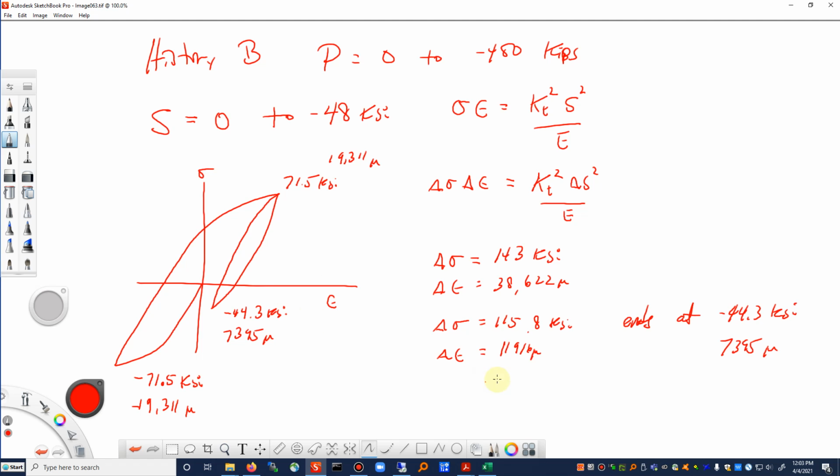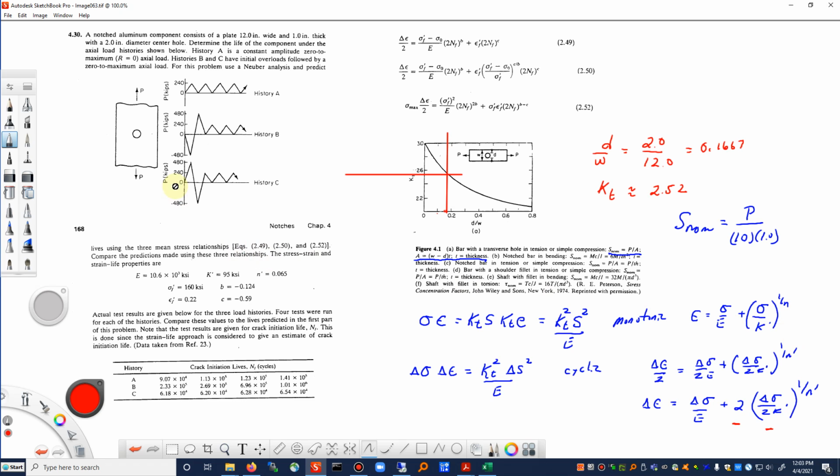History C is kind of the upside down version of History B, I think. Take a look at it here real quick. Okay, so instead of going 0 to minus 480, it's 0 to plus 480, and then it goes to minus 480. Okay, and now, well, it isn't quite the mirror image. So once it goes up, it goes from minus 480 to 240, and then cycles here.